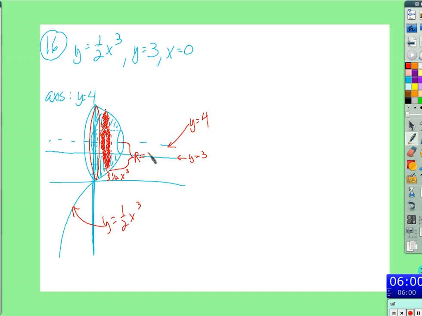Well, here's 4, right? From here to there, that's always 4. If I take 4 and subtract that much, then I've got this distance. 4 minus this, which at that x value is worth 1/2 x cubed. You plug x in and you find this height. You take that away from 4, and you have what's left over. So you have 4 minus 1/2 x cubed. That's r.